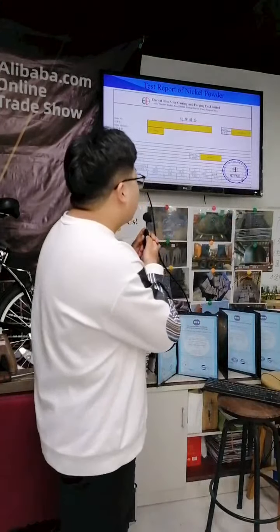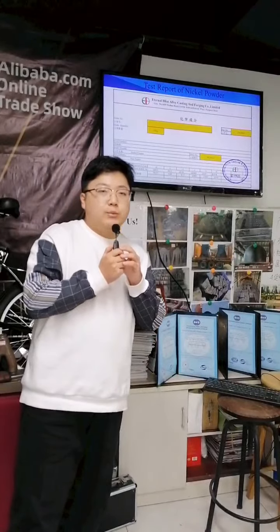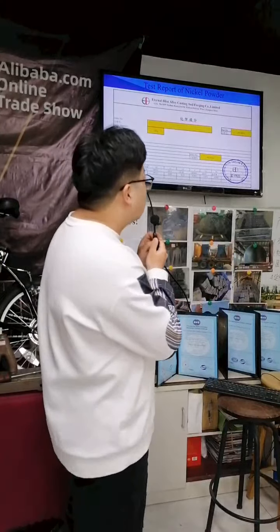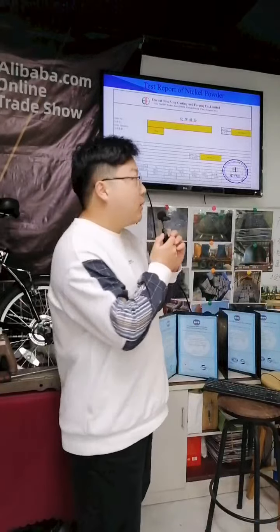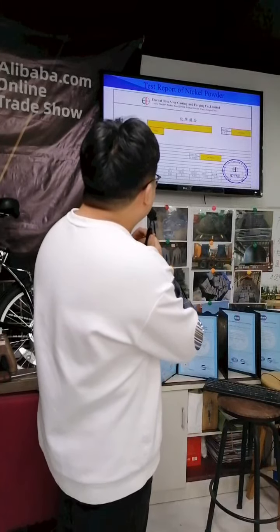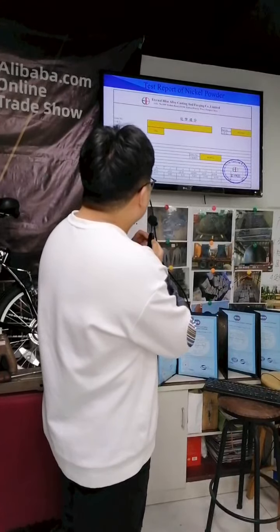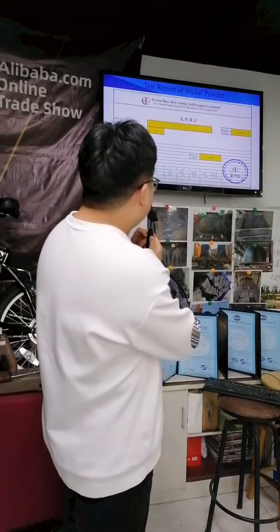There is a test report of nickel powder, so you don't have to worry about the quality, because if you place an order with us, we will show you a test report of nickel powder. You can see the actual value of EV nickel powder.